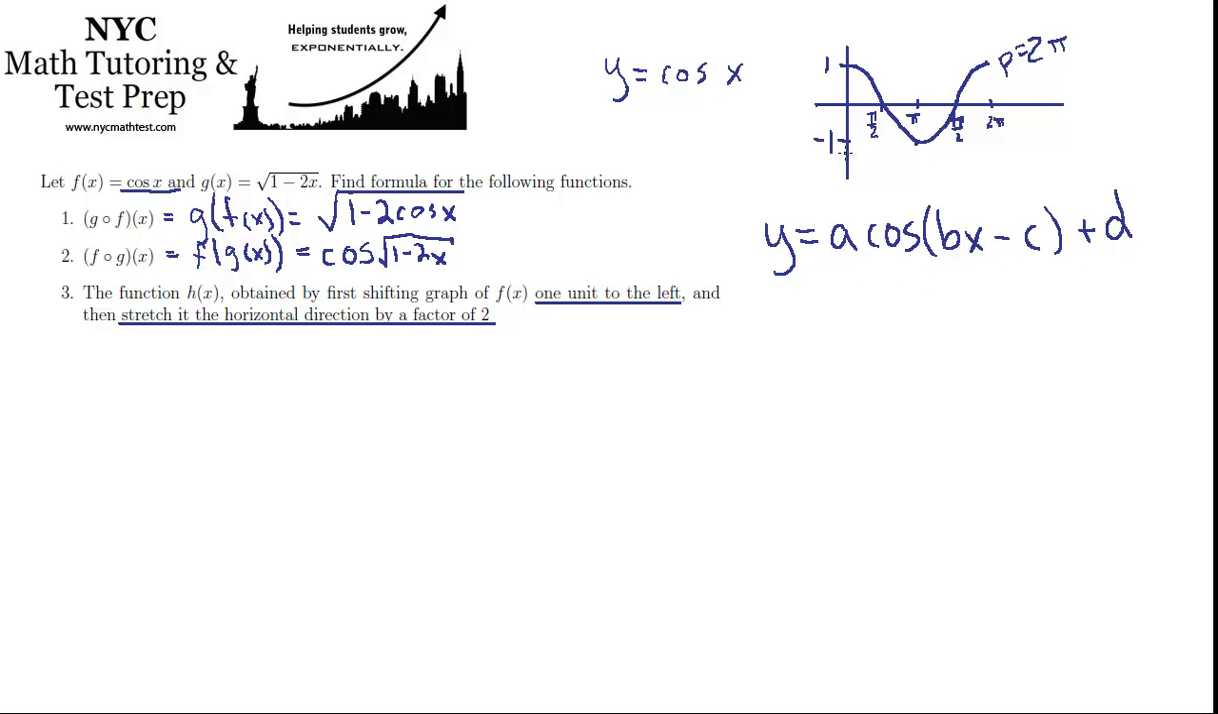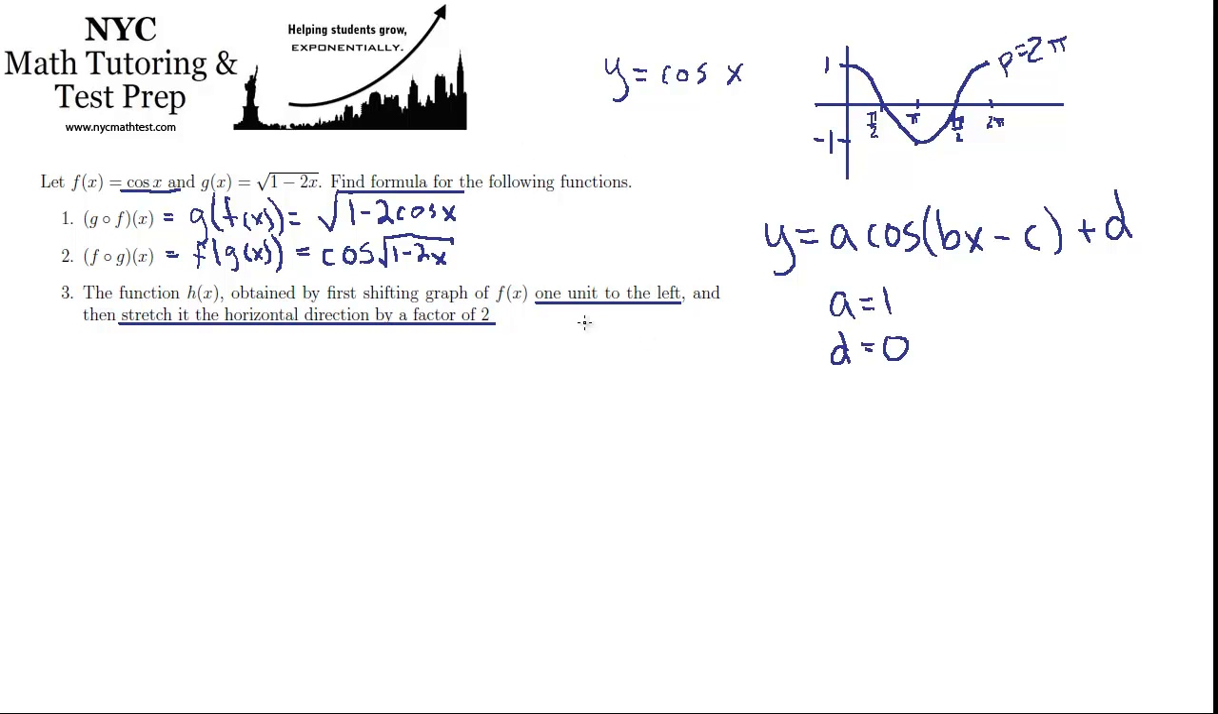A is the amplitude, so that gives it a vertical stretch, or it can compress it vertically. B is the frequency, so that can either compress it horizontally or stretch it horizontally. C is the horizontal shift, that moves it to the left or the right, and D is the vertical shift, that moves it up or down. So let's notice in this problem the amplitude is not different than the standard amplitude of the cosine function. It's still going from negative 1 to 1, so A equals 1. And there's no vertical shift, so D equals 0. So those don't really enter into this problem.